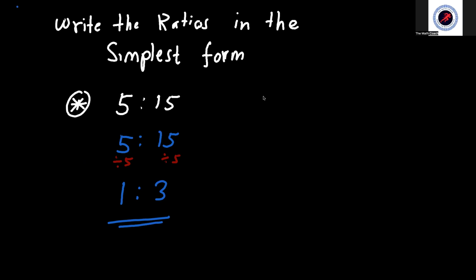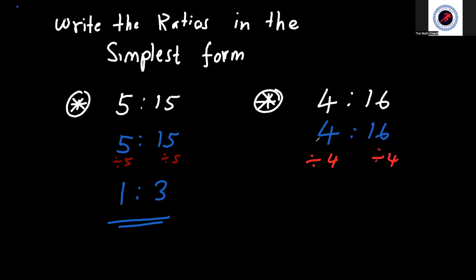If I give you another question, simplify 4 and 16. You must write these ratios in the simplest form. How would you write those? It's again the same thing. What you do is you look at what is common. So 4 and 16 are factors of 4. So if you want to simplify this, we should divide both sides by 4. And then you would get 1 is to 4.